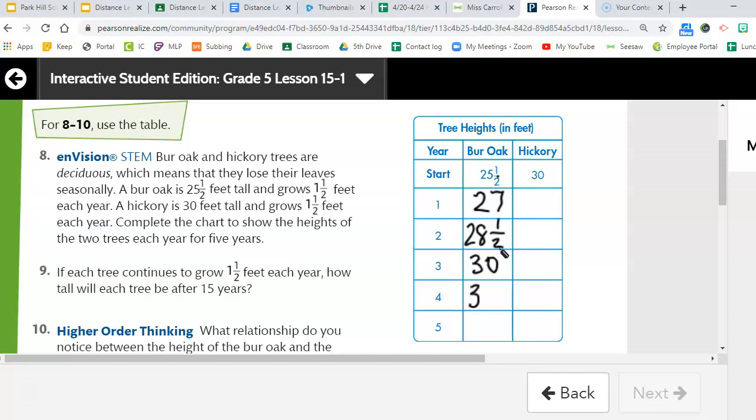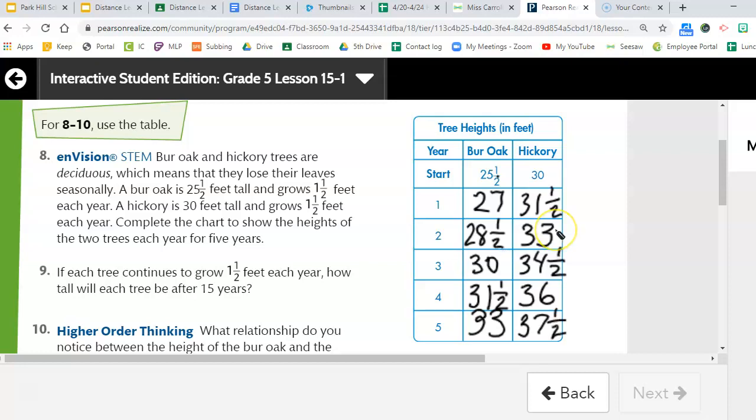And then you have 31.5, and then you go up another 1.5, and you get 33, okay? Same with the other side. It's going to follow the same pattern. So 30 plus 1.5 would be 31.5, and then we would get to 33, and then we would have 34.5, and then we would have 36, and then we would have 37.5.